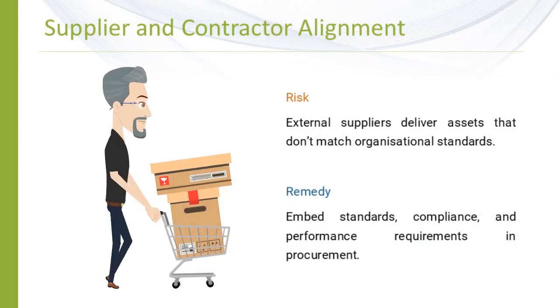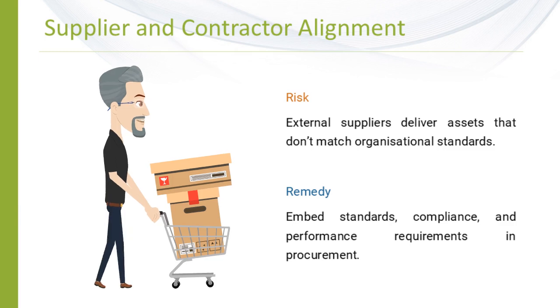Just as we would as consumers really want to understand to what standard something's being delivered, we can only achieve that really when we've got supplier and contract alignment. There is a true risk here that external suppliers deliver an asset that might be substandard, doesn't meet our standards, might not be fit for purpose in any dimension. So we need to make sure that we embed standards and we understand what standards they actually are. We look at the compliance and the performance requirements in procurement.